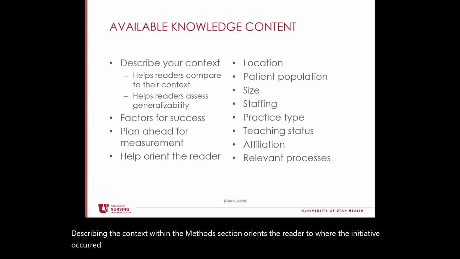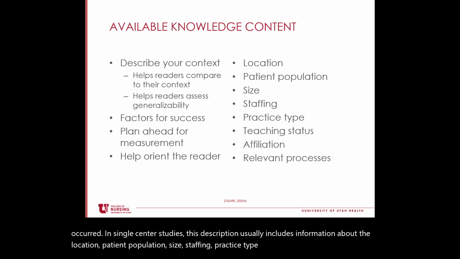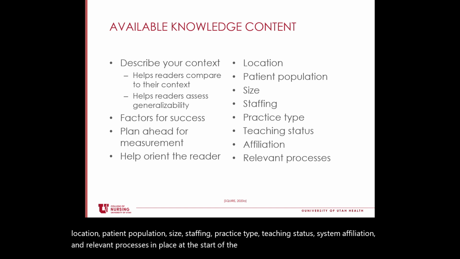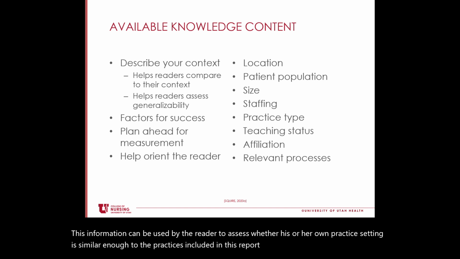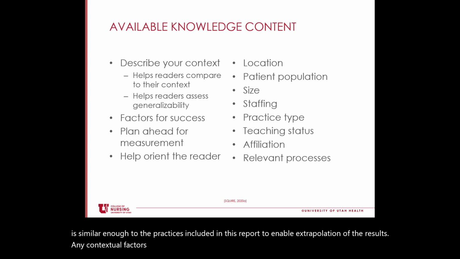In single-center studies, this description usually includes information about the location, patient population, size, staffing, practice type, teaching status, system affiliation, and relevant processes in place at the start of the intervention. This information can be used by the reader to assess whether his or her own practice setting is similar enough to the practices included in this report to enable extrapolation of the results. Any contextual factors believed a priori would impact the success of the intervention should be specifically discussed in this section.